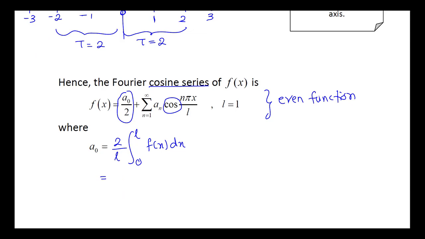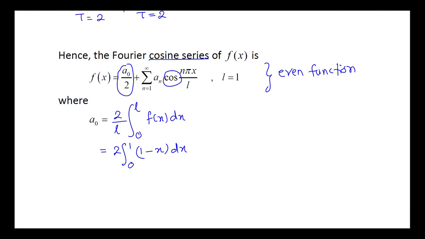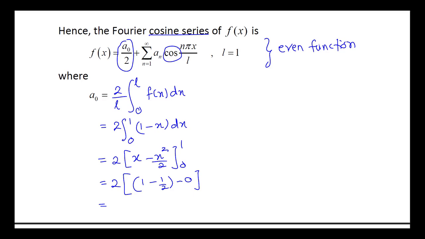So L is 1, 2 divided by 1 is 2. And then from 0 to 1, f(x) is 1 minus x dx. So you integrate, you will get x minus x squared divided by 2, from 0 to 1. So you substitute the value: 1 minus 1 over 2 minus 0. Then at last you will get 2 times 1 over 2, so you will get 1.